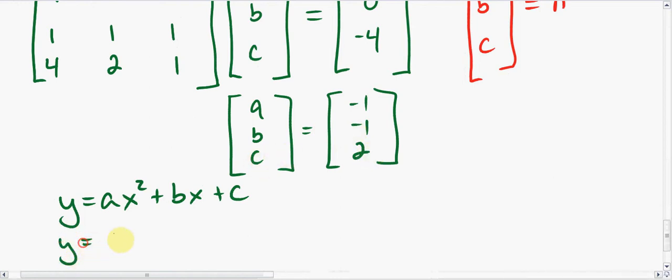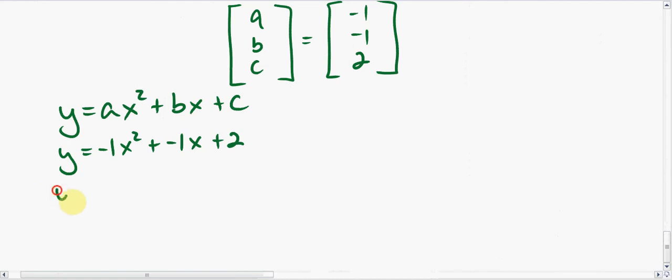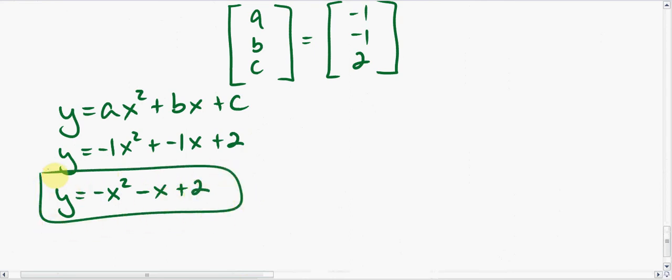So I can say y equals, what's the value of a? Oh, that's negative 1x squared, plus the value of b is negative 1x, plus the value of c, which is 2. You could leave your answer like that, but a more common answer is simply writing negative x squared minus x plus 2. So I'm going to leave this as my final answer. If you had left this as your final answer, though, you would get full credit there. So that is part 3.